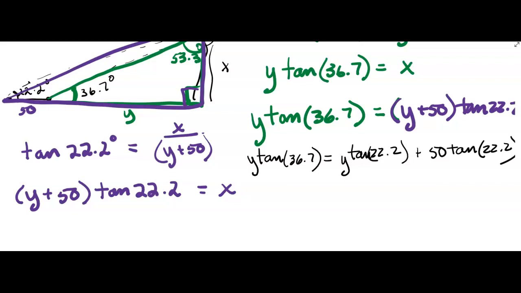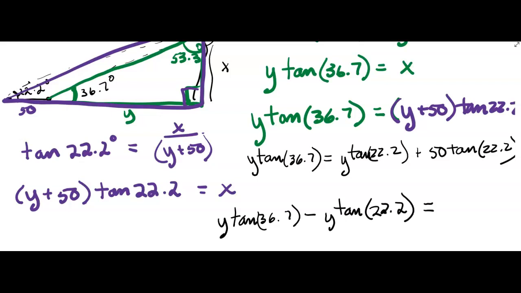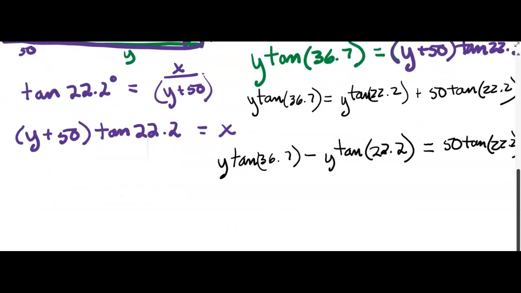Okay, I'm trying to solve for y, so I'm going to get the y terms on one side. y tangent 36.7 minus, it's supposed to be minus, oh, that's not good, minus y tangent 22.2 is going to equal 50 tangent 22.2. And then we're almost done.